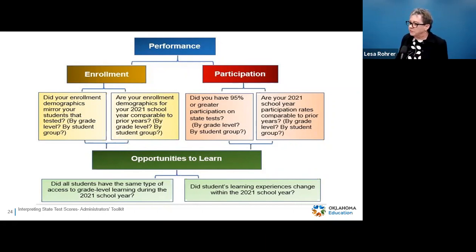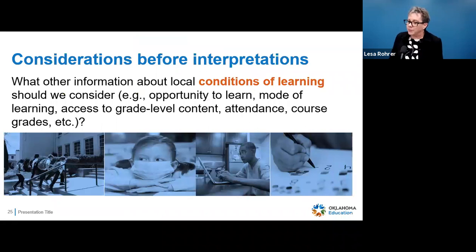Once we understand those two pieces of information, then we bring in opportunities to learn. The questions here really are thinking about, did all students, not just some, have the same type of access to grade level learning during the 2021 school year? I can tell you that my grandsons participated in online learning all year long this last year, and their counterparts were in a face-to-face. So those were different modalities of learning. Did they experience change within the 2021 school year? That could be that they moved into an online environment, moved back out of an online environment, may have had a long-term sub. So those are the things that we're thinking about when we think about experiences changing. And this gives you a little bit more understanding, hopefully with some pictures to guide that thinking as well.